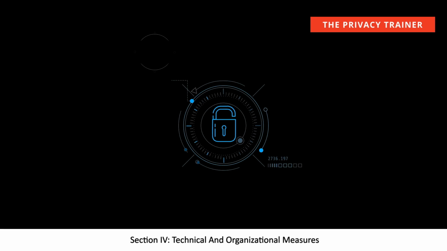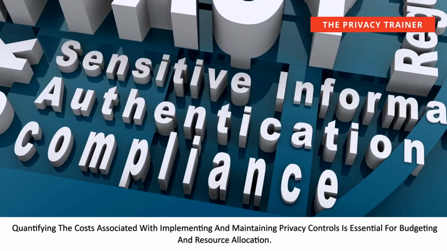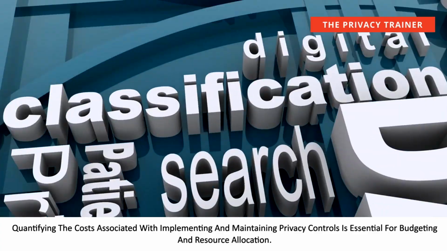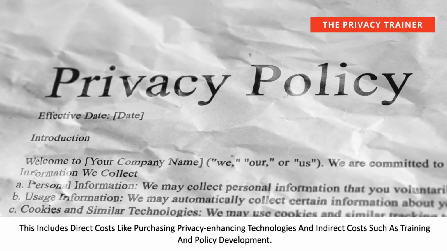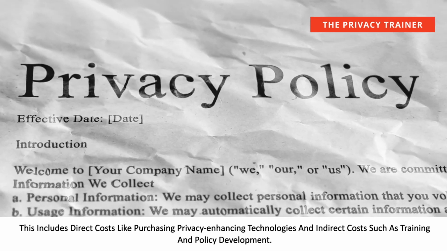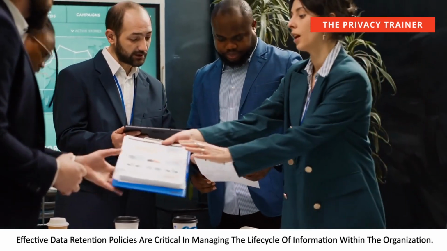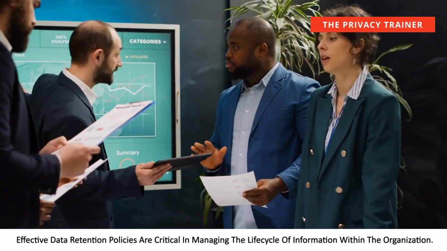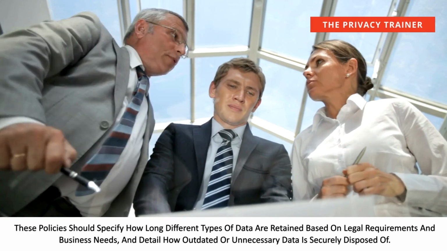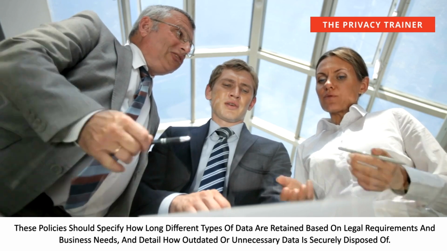Section IV. Technical and organizational measures. A. Cost quantification. Quantifying the costs associated with implementing and maintaining privacy controls is essential for budgeting and resource allocation. This includes direct costs like purchasing privacy-enhancing technologies and indirect costs such as training and policy development. B. Data retention management. Effective data retention policies are critical in managing the life cycle of information within the organization. These policies should specify how long different types of data are retained based on legal requirements and business needs, and detail how outdated or unnecessary data is securely disposed of.